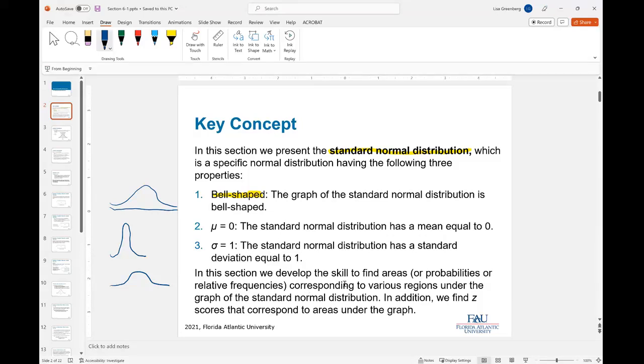So we're going to develop the skills to find the areas or probabilities or relative frequencies corresponding to various regions under the graph of the standard normal distribution. And we'll also talk about the z-scores that correspond to the area under the graph.